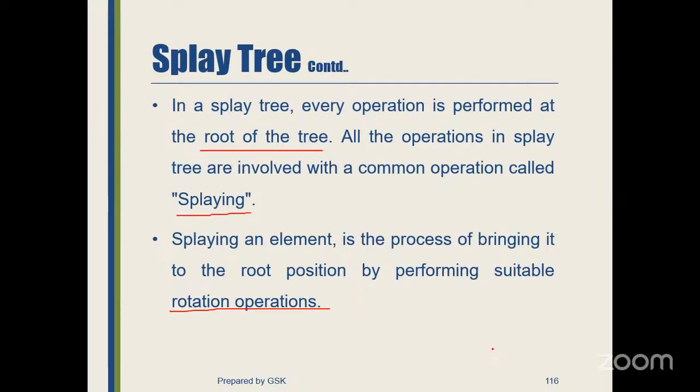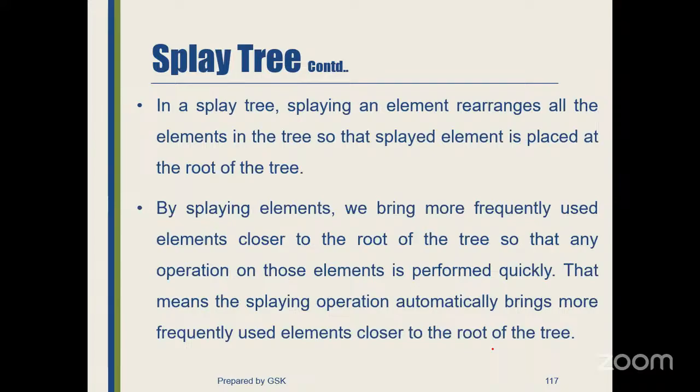What type of rotational operations can we perform? We'll see that. In a splaying tree, splaying an element rearranges all the elements in the tree so that the splayed element is placed at the root of the tree. By splaying elements, we bring more frequently used elements closer to the root node so that any operation on those elements is performed quickly. That means the splaying operation automatically brings more frequently used elements closer to the root of the tree.